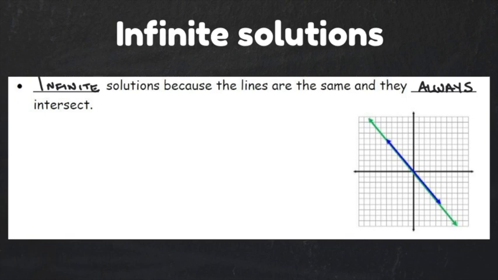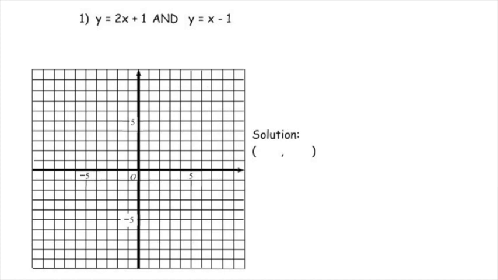Okay, so now let's look at how our problems normally look. Here we have an example. We have y equals 2x plus 1 and y equals x minus 1. So we have two different equations, and we are going to work with each equation. What we are going to do is graph here and see where they intersect, so we see what kind of solution we have.